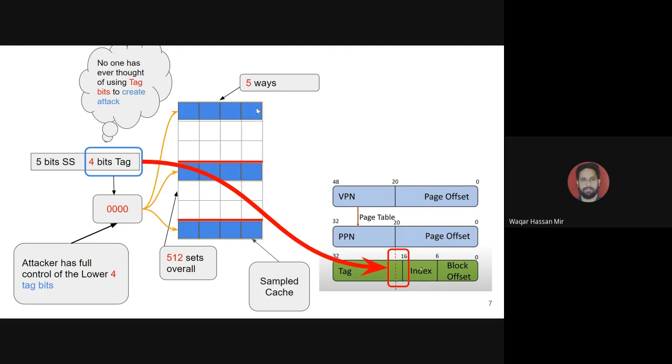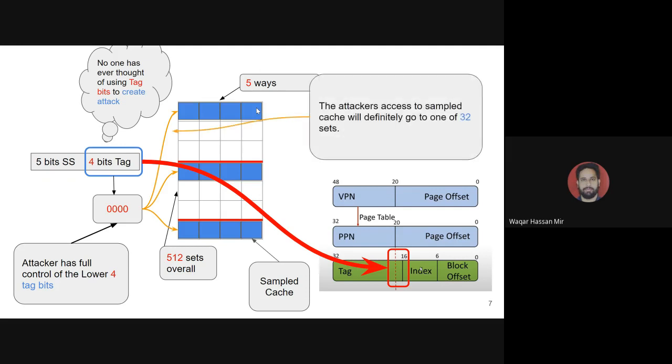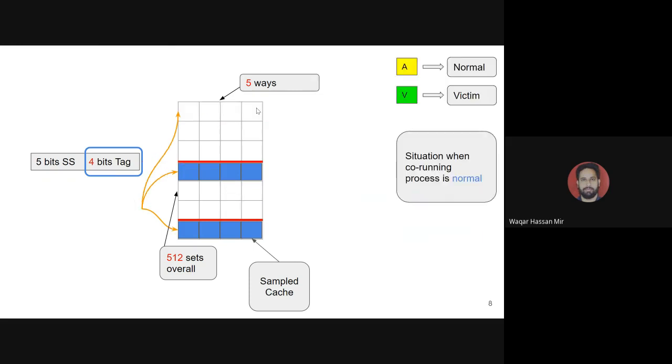Now the accesses of the attacker will 100% go into one of these 32 sets. Let's go into detail on what happens if there is no attacker, if there is a normal execution of the program. The attacker has access to sample sets, so it will definitely go into one of the 32 sets. Now let's look at a situation in which normal applications are running.